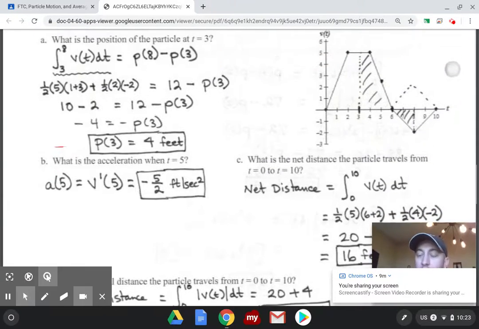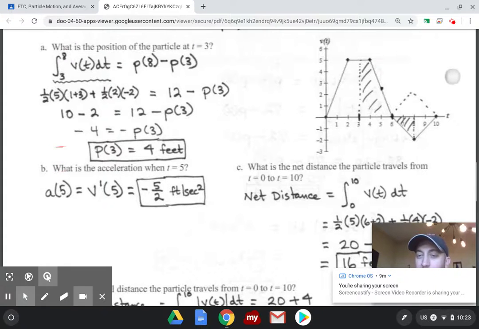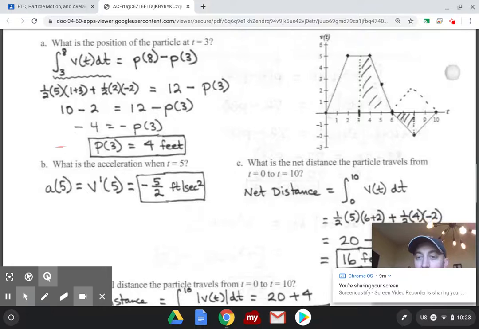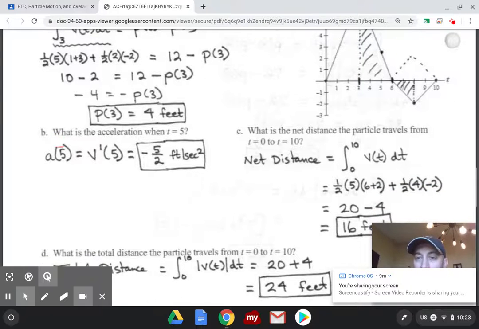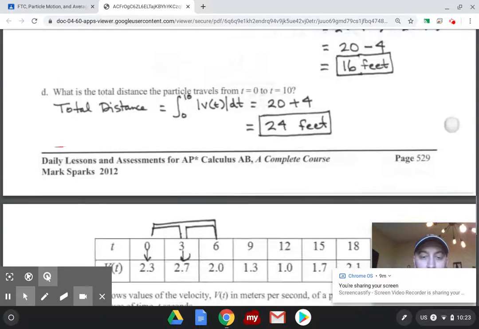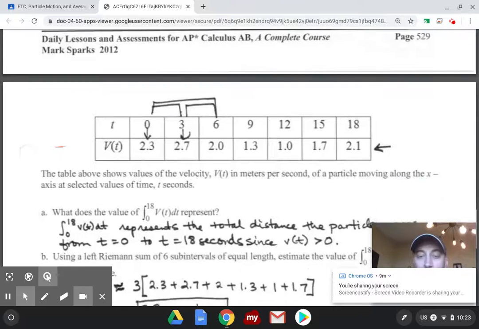One thing to keep in mind here, since this is a velocity function, the graph of it would change directions at t equals 6 because it goes from positive to negative.